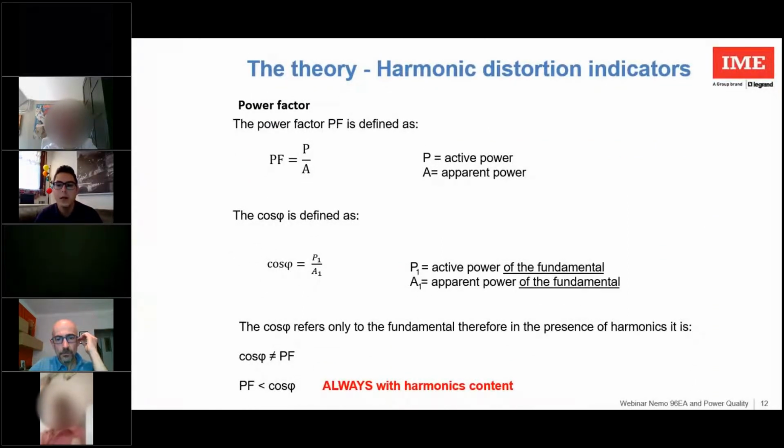Before I continue, I would like to make a small focus on the power factor. This value is defined as the ratio of active power to apparent power. Another value that you normally hear is the cos phi. This other value is also defined as the relationship between the active power and the apparent power, but of the fundamental, therefore not taking full account of the harmonic content. This is to tell you that the cos phi in the presence of harmonics will always have a higher value than the power factor.